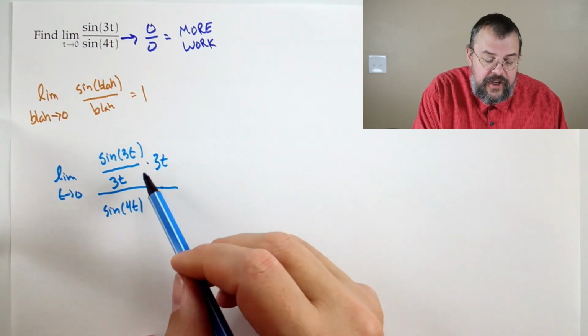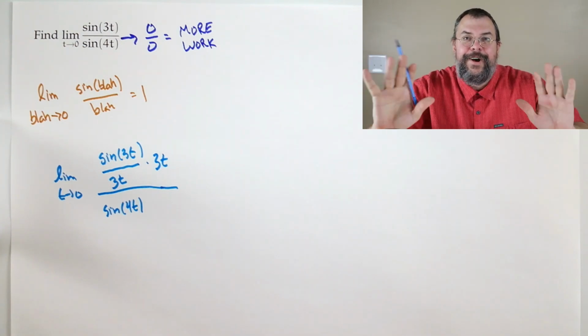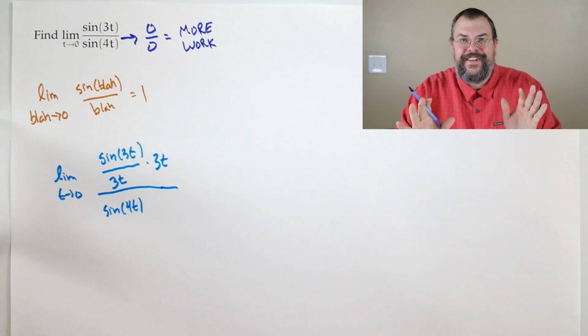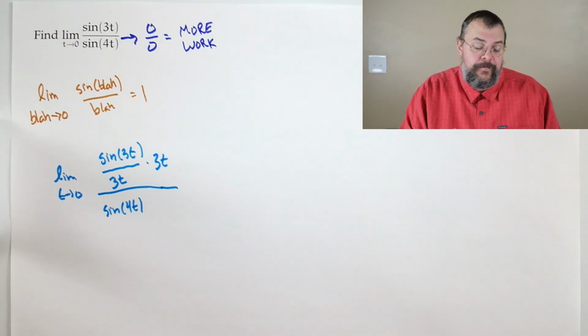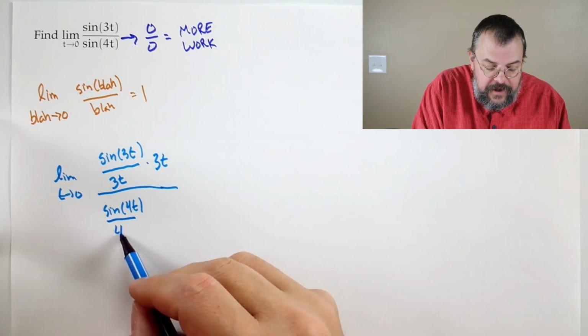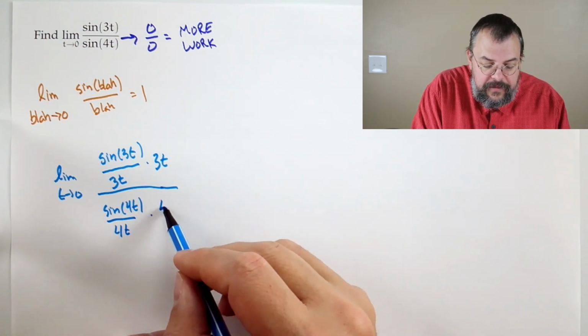And you're like, oh yeah, the 3t's cancel. No, don't cancel them. We put them in there for a reason. Don't cancel those 3t's. Okay, all right. Now let's do the same thing downstairs. So downstairs, we're going to put a 4t, and then again multiply by 4t.